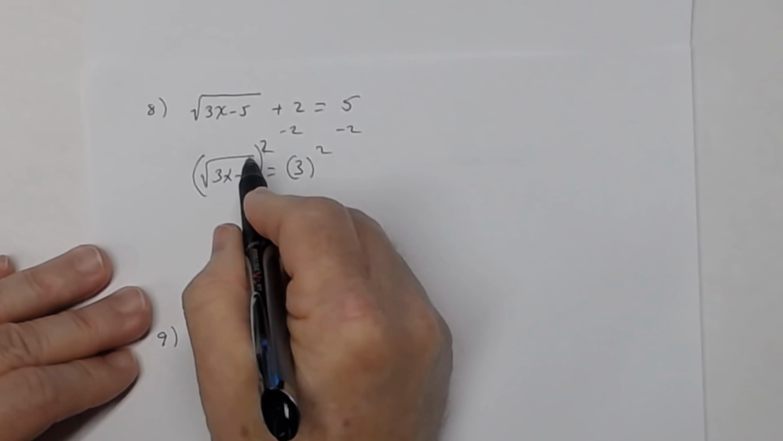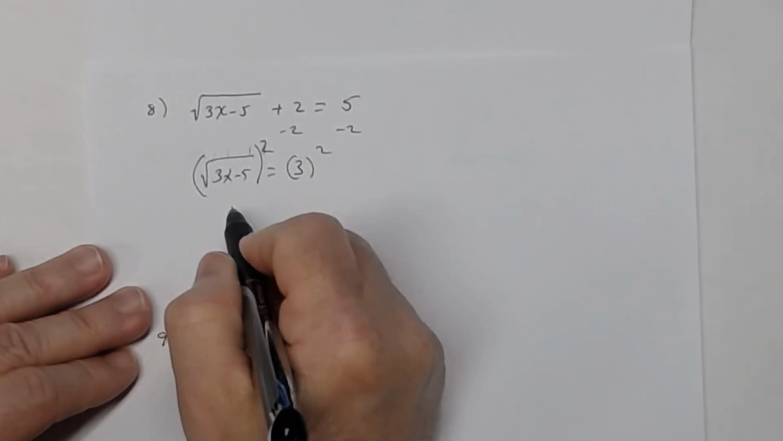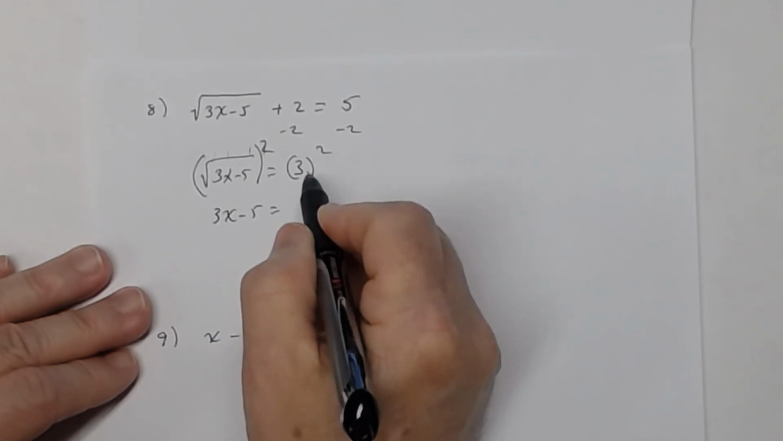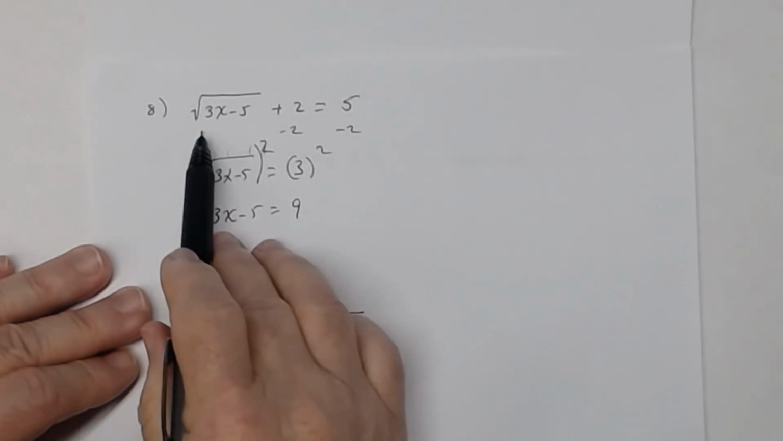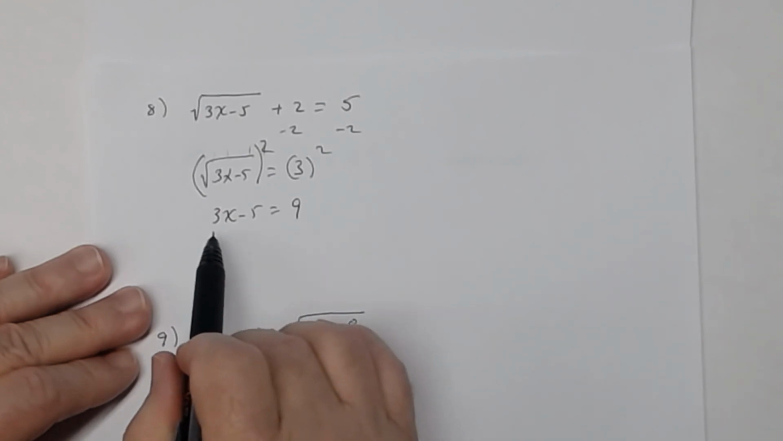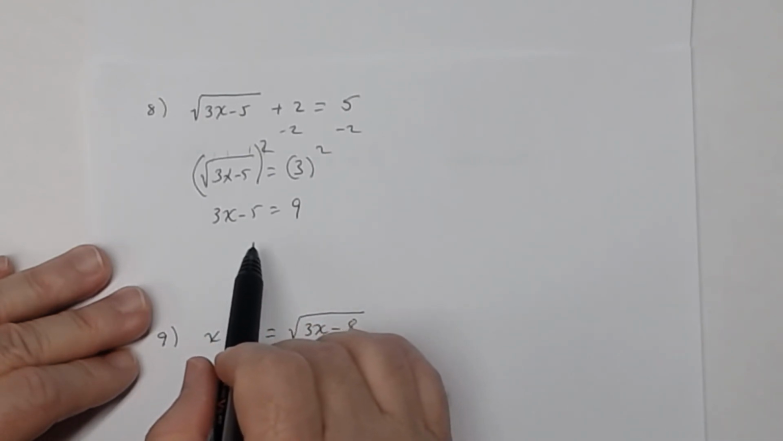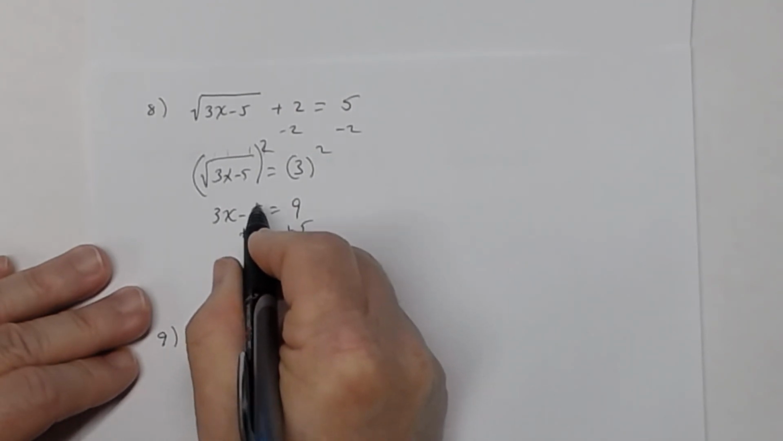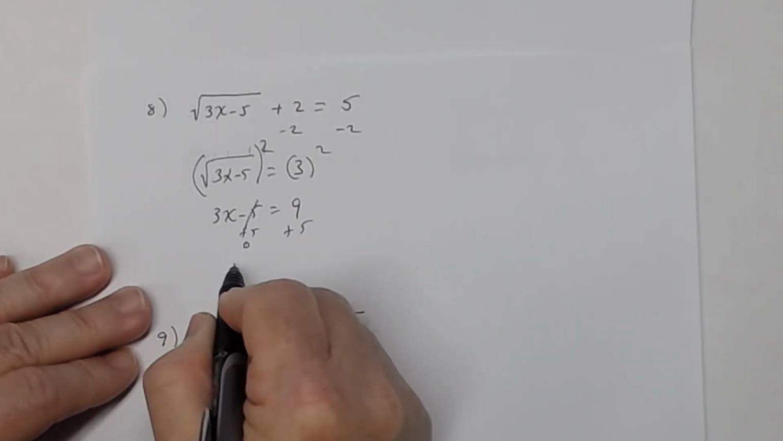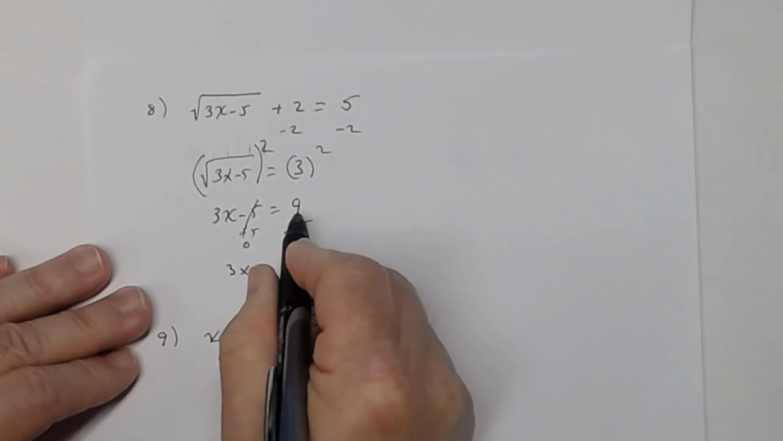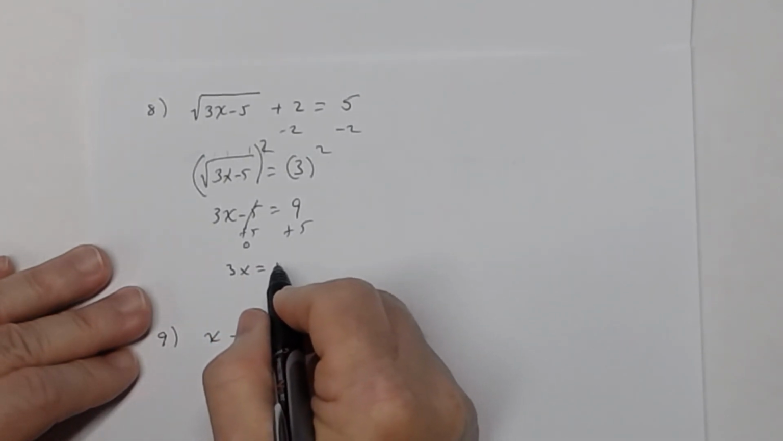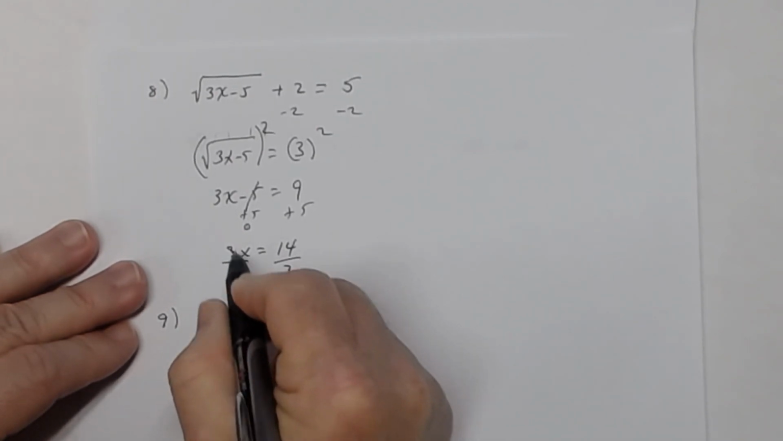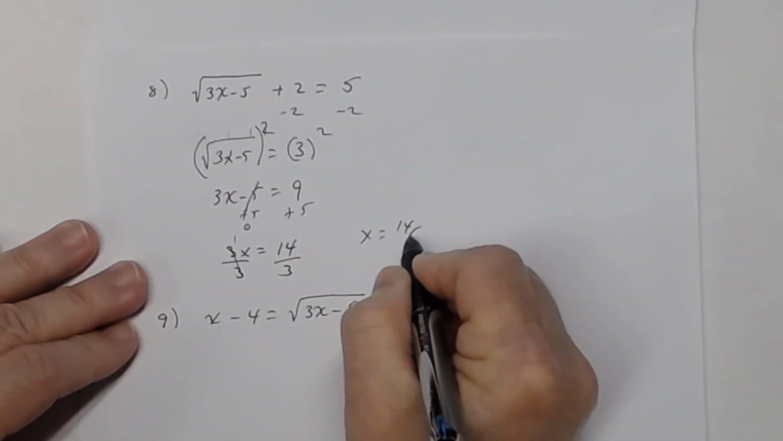And so the square and the square root undo each other, so you're left with 3x minus 5 is equal to 3 squared, 3 times 3 is 9. So you went from this square root equation to this linear equation. Solving this linear equation, we add 5 to both sides, and 5 and negative 5 is 0, so you get 3x is equal to 9 plus 5, which is 14. Then divide both sides by 3, and you get x equals 14 thirds.